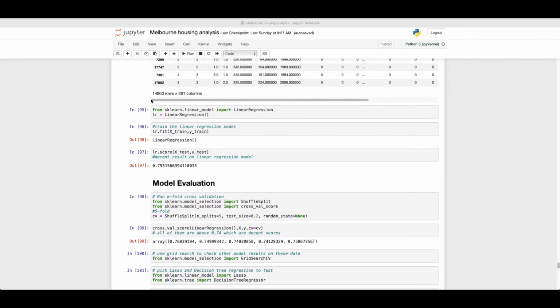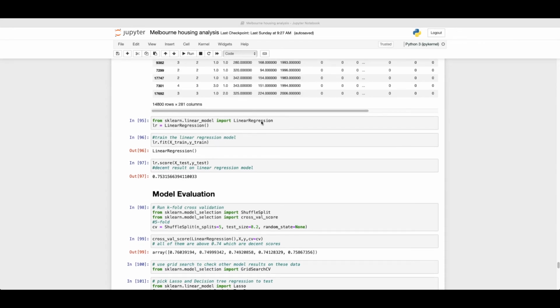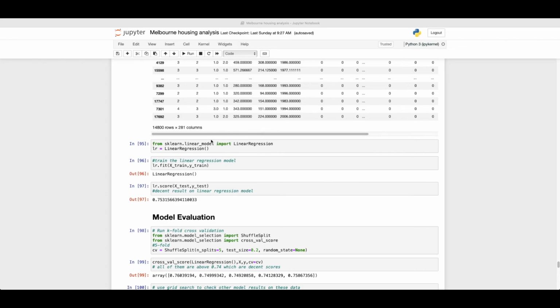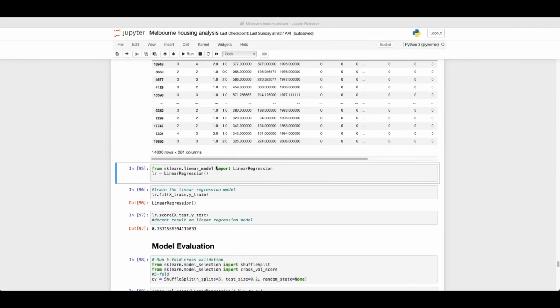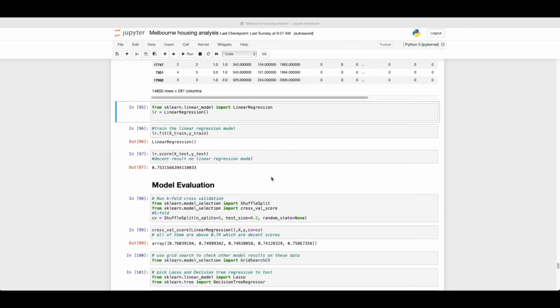I imported a scikit-learn model. In this case, I just want to test it by using linear regression. The reason I chose the linear regression model is because it's supervised learning. We have the testing and training data here, and the type of variable we are trying to predict is price, right? And the type is continuous variables. So linear regression is an easy pick in this case.